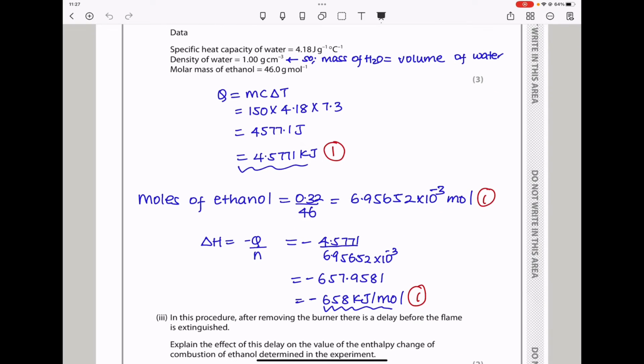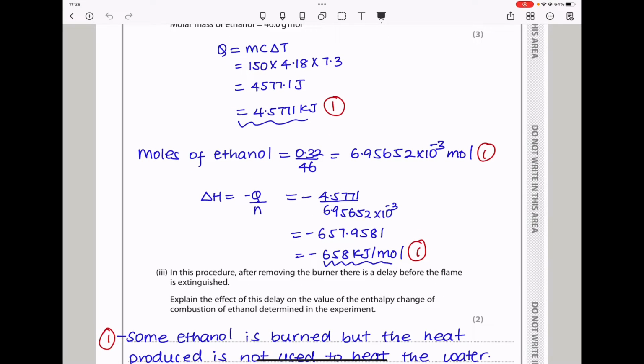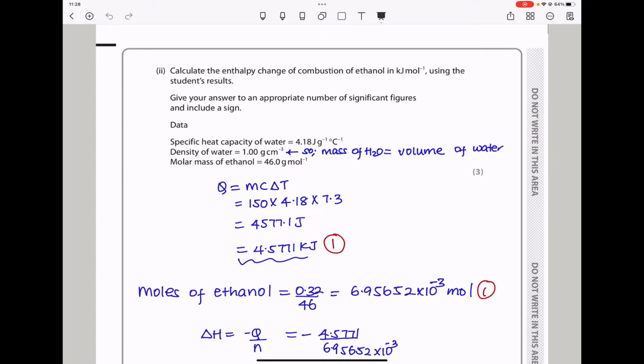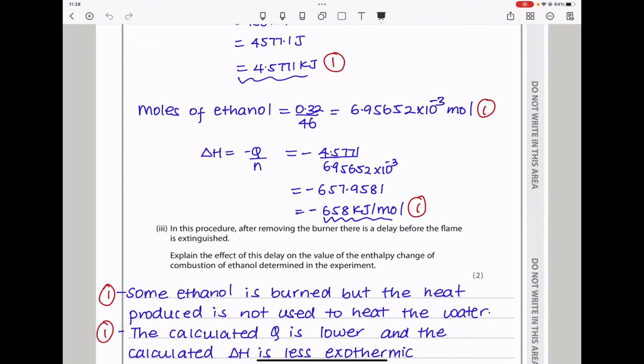The next step is to calculate the moles of ethanol. From the table, we calculated the mass of ethanol and we were given the molar mass. So we just divide to find the number of moles of ethanol that was burnt. And since ΔH should be in kilojoules per mole, we divide Q by n. So ΔH is equal to negative Q over n. And again, I put negative because the temperature increased, so that is an exothermic reaction. So negative of that divided by that gives us this. And rounding off to 3 significant figures, it gave me this. Here I used 3 significant figures because most of the data given was in 3 significant figures, so I stayed with that as well.